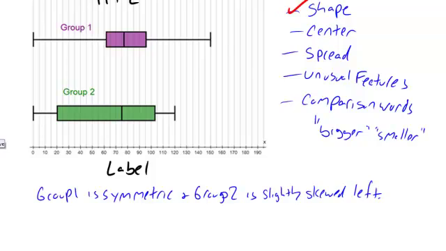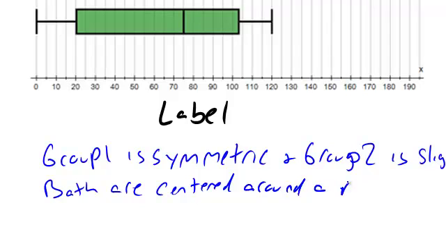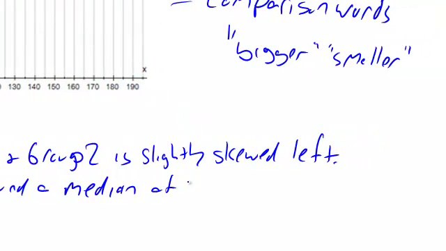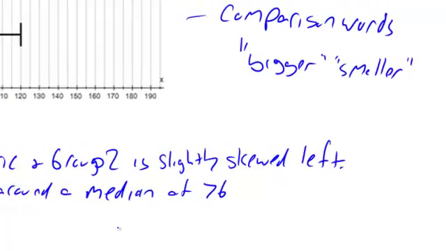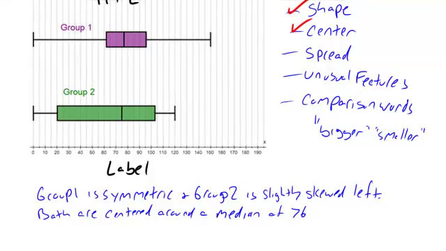So now I want to talk about their centers. Because one is slightly skewed, I'm going to use a median, and then I'll use the IQR for their spread. So my medians are both right around this point right here, so about 75. So both are centered around a median of 75 or 76. Median. Check. Notice I use the word median and I use the number. You want to make sure that you do that.